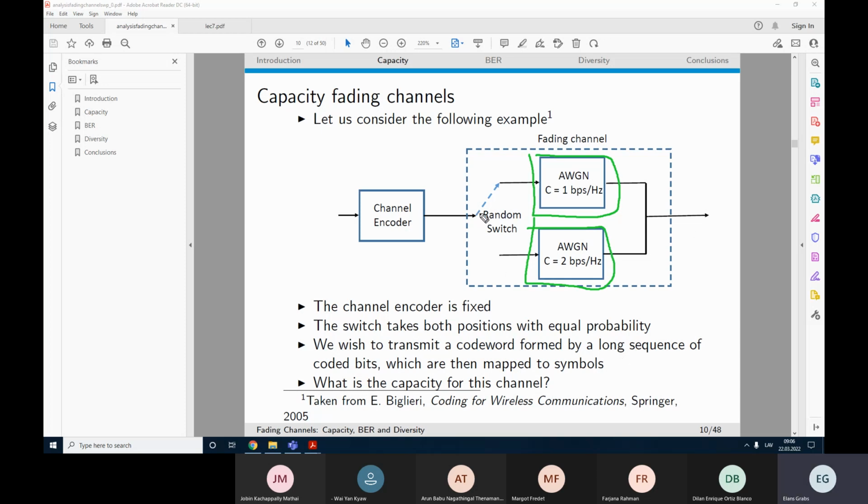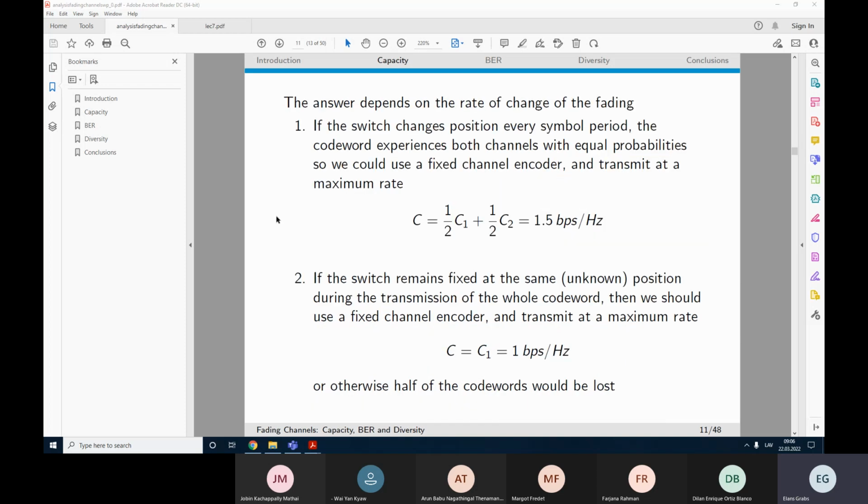So what happens here is that, with equal probabilities, so P1 is 50%, 0.5, and P2 also 0.5, we transmit data through either one of these two channels. Then we can write that the capacity of such a channel is going to be the average of the capacities for each of the channels.